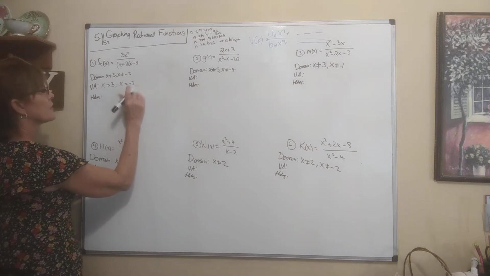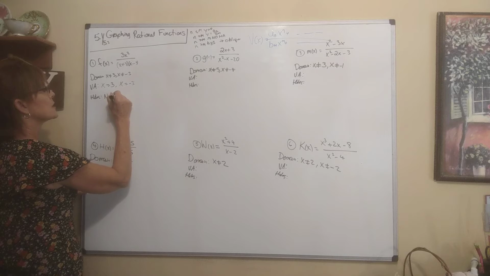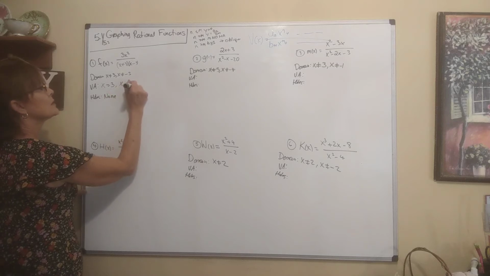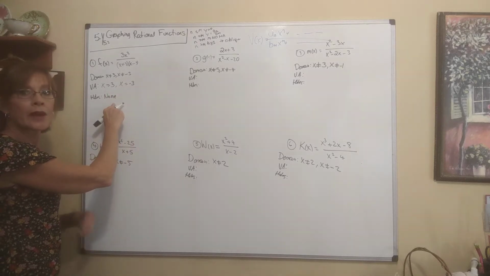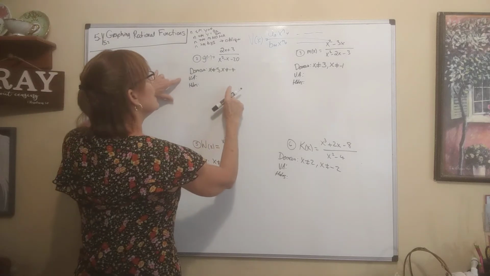So these remain vertical asymptotes and there's no holes. So I'm just going to put none right there. Do not leave this blank. I'll think that you don't know what you're doing. Write none. Okay, right here.